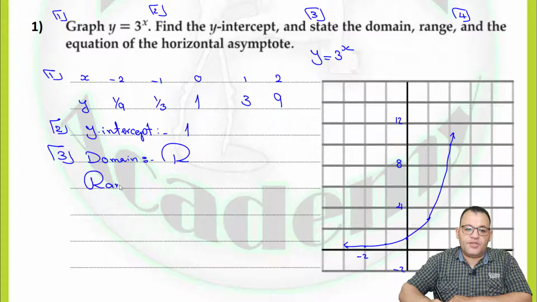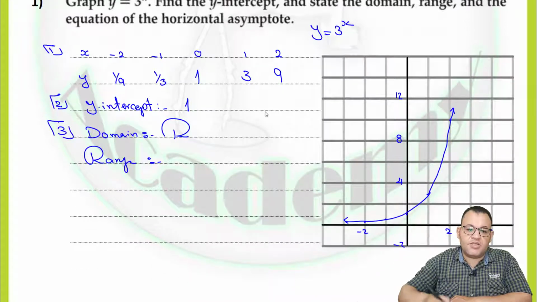Now we need to find the range. What is the meaning of the range? The answers that you will find. All of the answers that you find are positive numbers. So we can say that the range will be y is greater than 0.